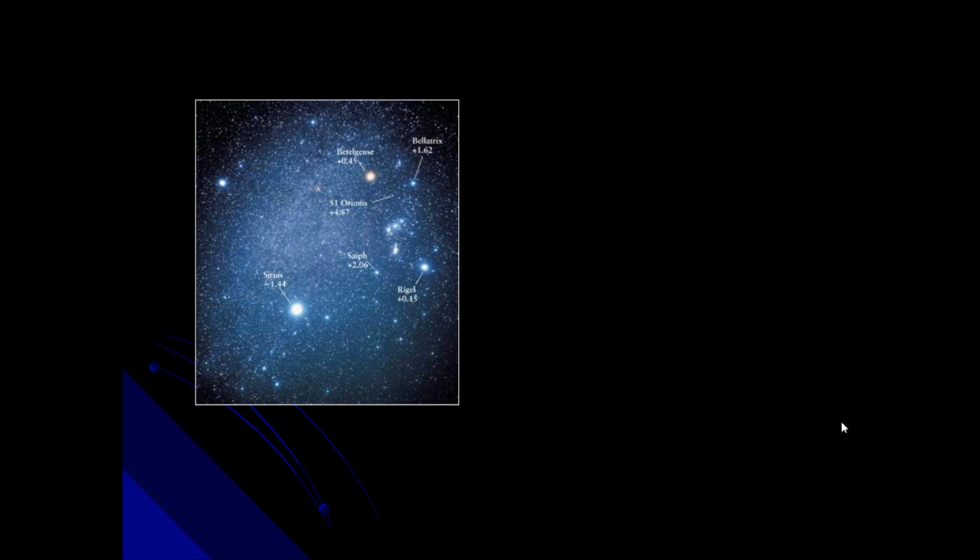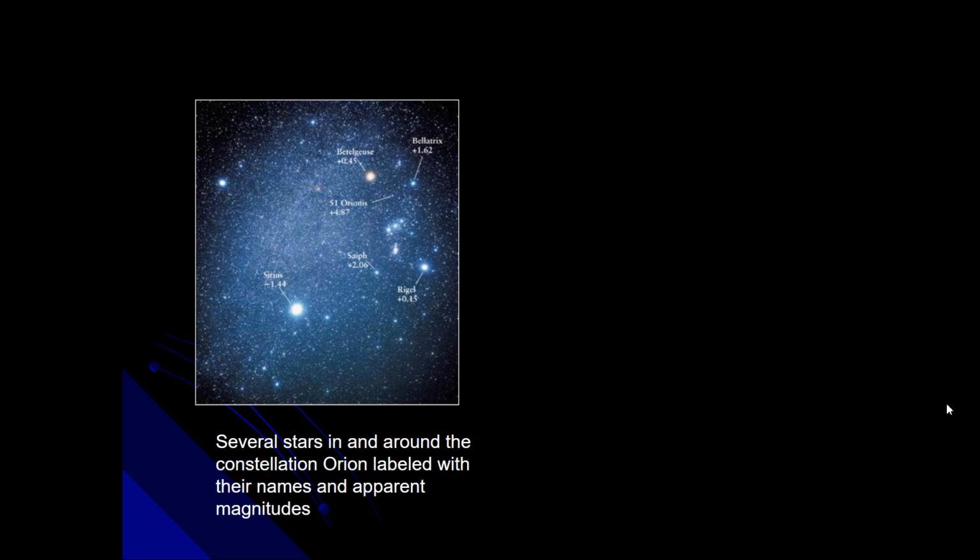Here we have a picture of Orion. Here you can see Orion's belt. This is Betelgeuse, Bellatrix, and Rigel down here. So also here you can see Sirius, which is called the dog star. This is part of Canis Major, which is the dog constellation. So several stars in and around the constellation Orion are labeled with their names and apparent magnitudes.